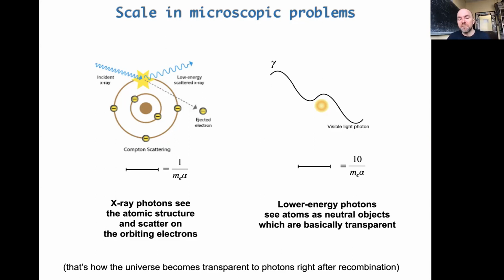This is actually what happened in the early universe at some point. There were free charges, and the universe was highly ionized, and photons were interacting with this highly ionized universe. But at some point, the electrons fell into protons and other nuclei. And once this happened, the universe became transparent to light, and now we see this light in the form of the cosmic microwave background.